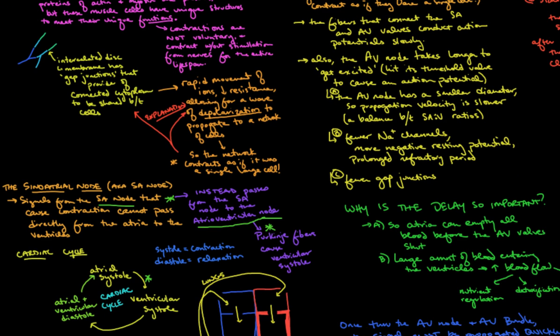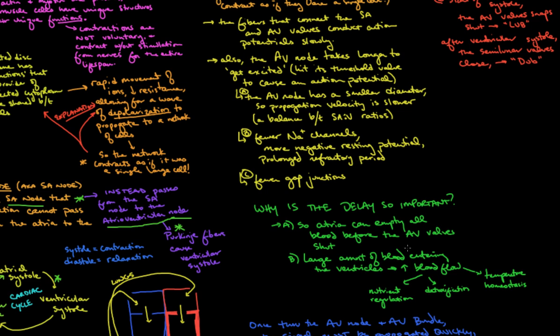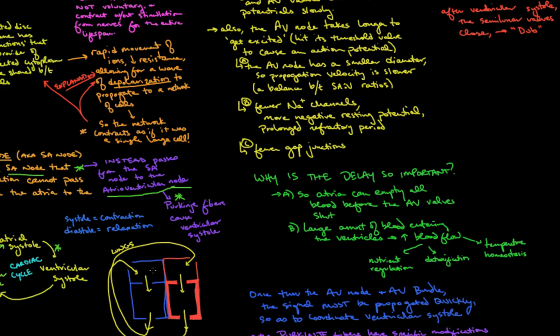So why is that delay so important? We talk about why that delay is happening, but why is that important to know? And that's what's here in green. The reason that delay is so important, and the reason that the atria and the ventricles don't contract at the same moment, is that the atria can empty all their blood before the AV valves shut. So all the blood in the atria can be removed from the atria before the AV valves, the tricuspid and bicuspid valves, shut.